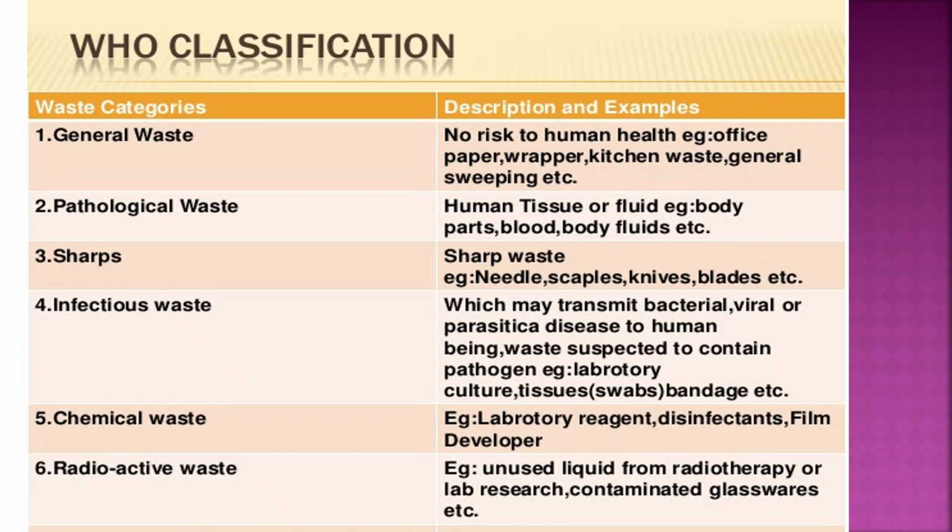Then sharps. So it can be needles, scalpels, knives, blades. Then infectious waste, which may transmit bacterial, viral, parasitic diseases to human beings, and waste suspected to contain pathogens. Example, laboratory cultures, tissues, then bandages, dressings if they are infected. Then chemical waste, so it is laboratory reagents or disinfectants used. Then radioactive waste, it is unused liquid from radiotherapy or lab research, contaminated glassware while doing investigations.